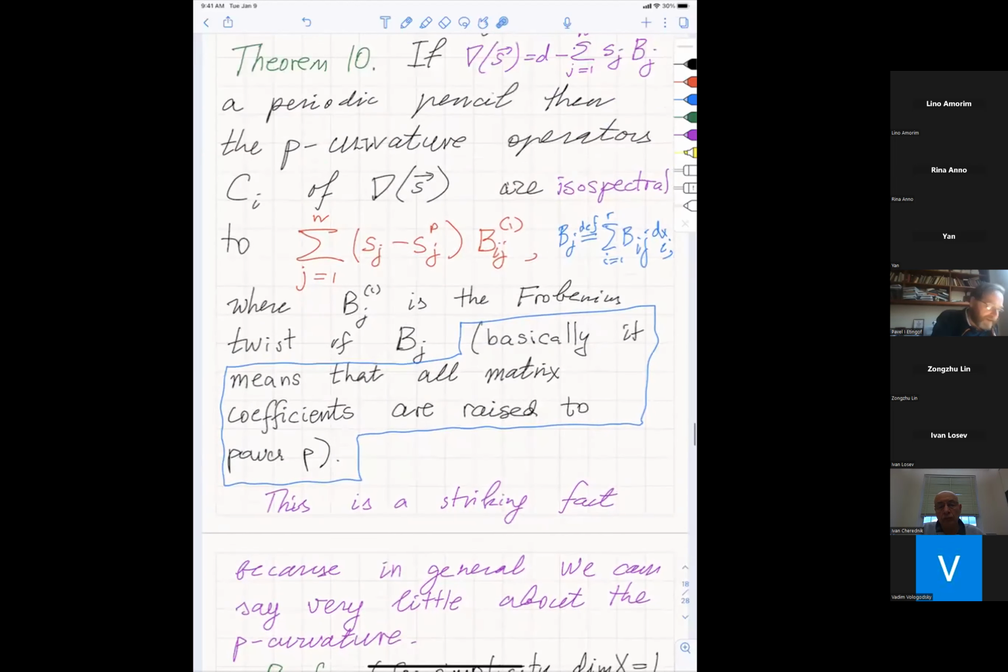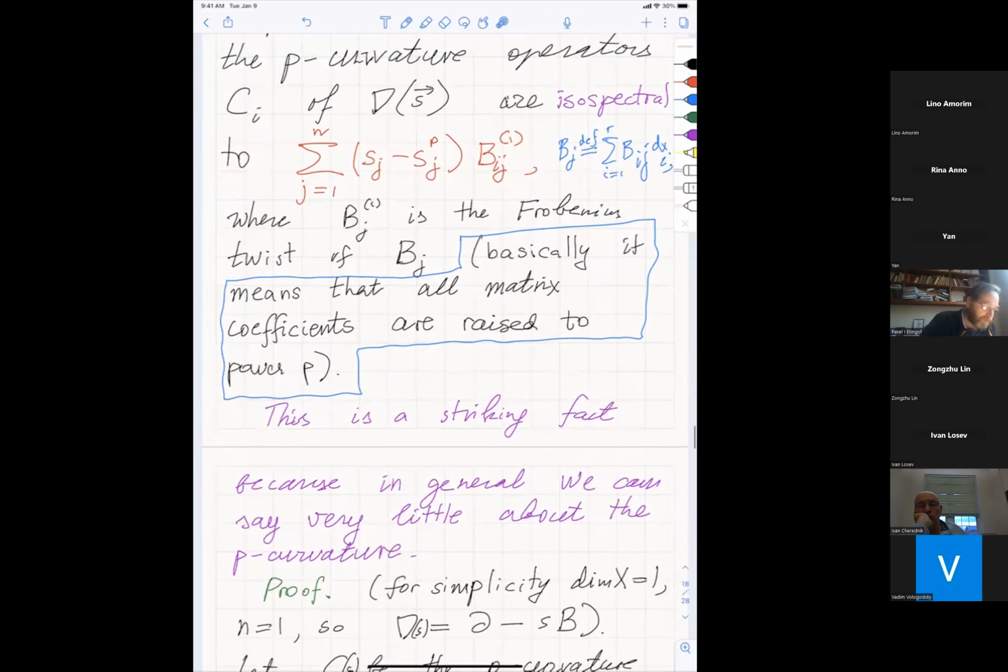So it basically says that when you compute the spectrum of the p-curvature of an equation like this, what you need to do is take a semi-classical limit. So you need to kill the derivative and Frobenius twist the right-hand side and replace all parameters by their Artin-Schreier images. So that's what it says in a very general setting of these periodic pencils.